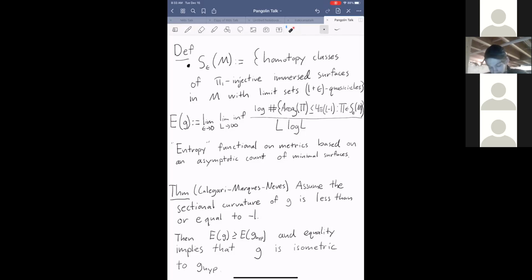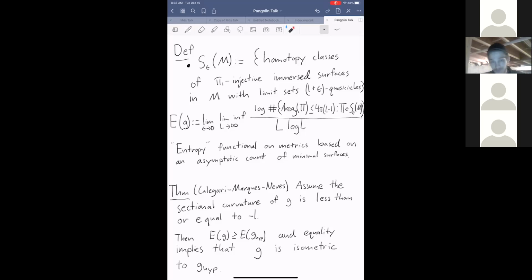Why does that make sense? If the sectional curvatures are less than or equal to -1, that should mean you're more scrunched up than the hyperbolic metric, right? So you're smaller, and if you're smaller, there should be more small minimal surfaces, so your counts for how many minimal surfaces there are with area less than or equal to something will be bigger. That's why it makes sense.